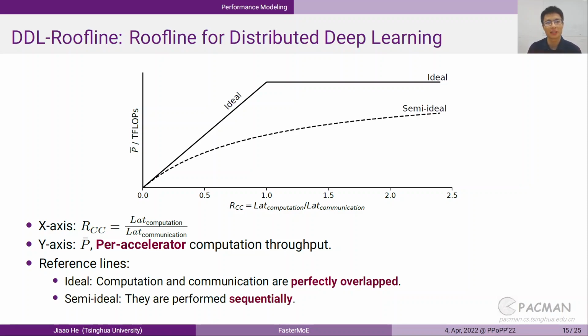We also highlight a semi-ideal line, which means that communication and computation are performed sequentially without any overlapping. This is a common case in our commonly used deep learning frameworks like PyTorch because there is not an automatic overlapping mechanism and all operations are performed sequentially.